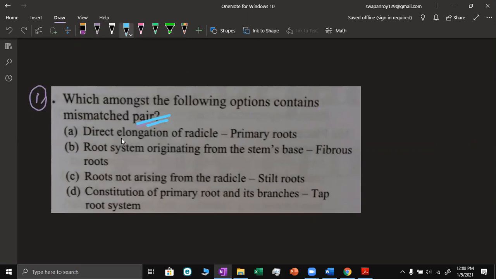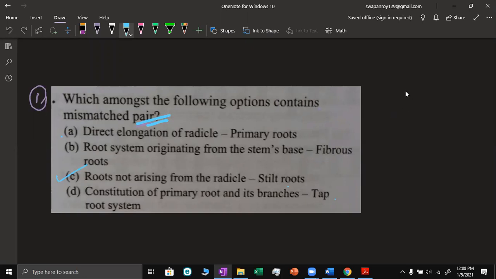Direct elongation of the radicle, primary root system originating from the stem base is fibrous root. Roots not arising from the radicle, stilt root. And the constitution of the primary root and its branches, taproot system. So which one is not matching? Option C, sir. Yes, option C is not matching. So our answer will be option C.